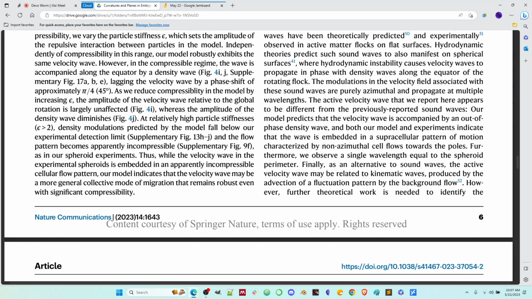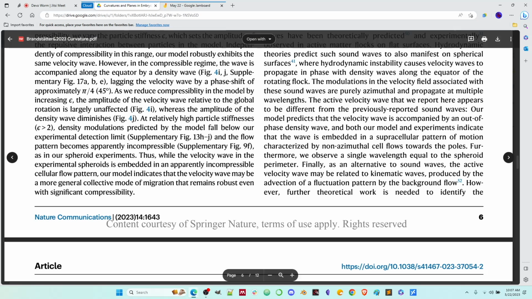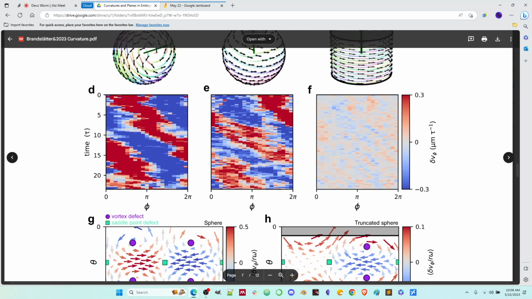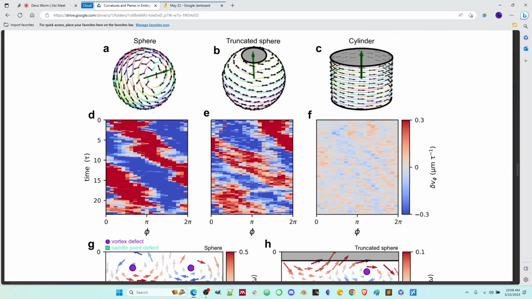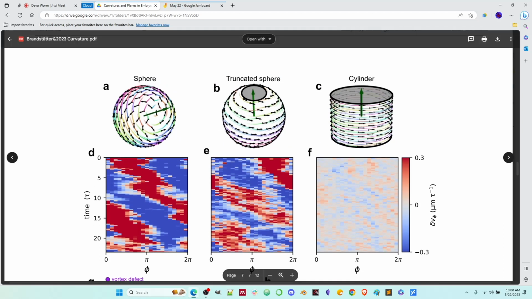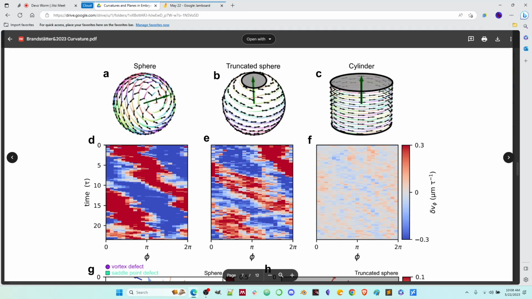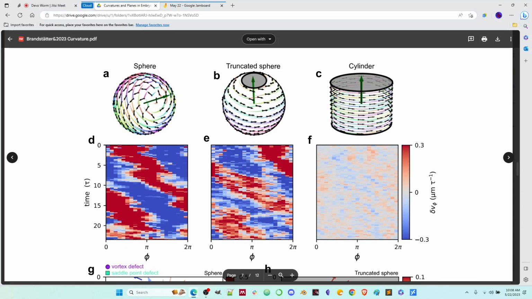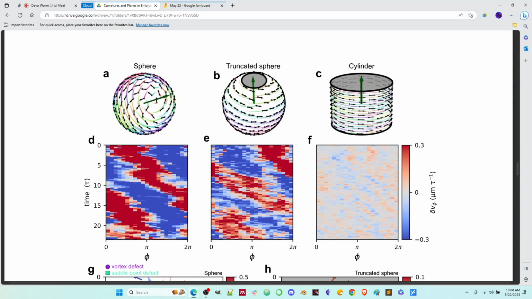And so finally, as an alternative to sound waves, the active velocity wave may be related to kinematic waves, which are waves of motion, where you have waves that have a motion component produced by the advection of a fluctuation pattern by the background flow. So this is an example here from a sphere, a truncated sphere, and a cylinder. You have this closed sphere, the truncated sphere, and the cylinder. And these are the signatures over time. You can see that the sphere and the truncated sphere show more dynamic behavior than the cylinder, where it's just in this one orientation. And they're able to migrate around freely, but not on the spherical surface, which provides this sort of curvature. I guess this is a case of constant curvature. So this is not a hemisphere.